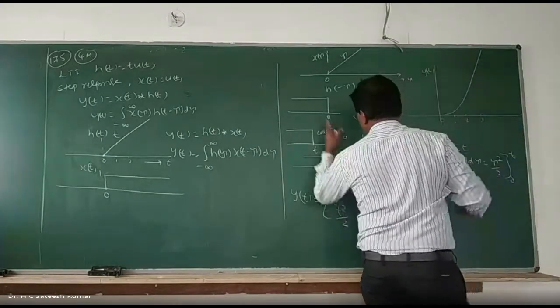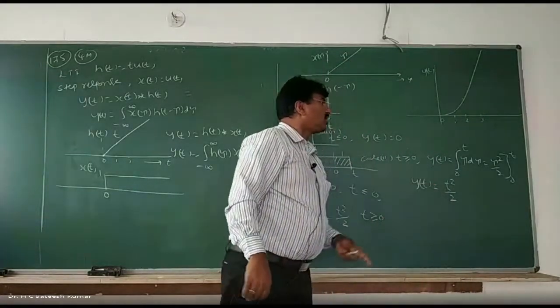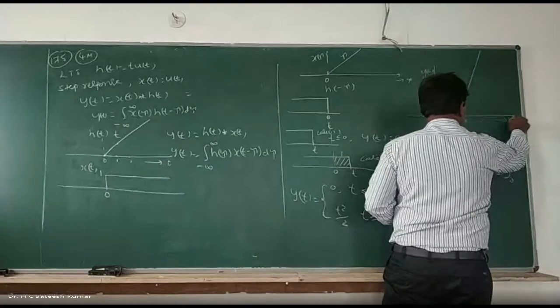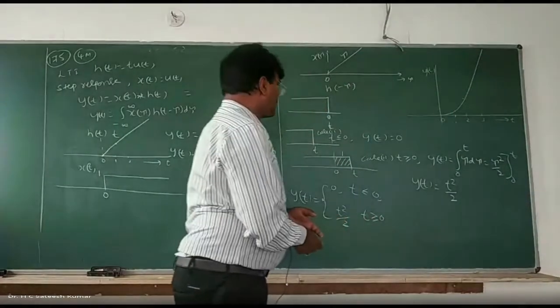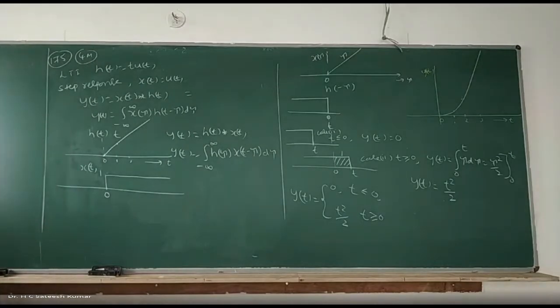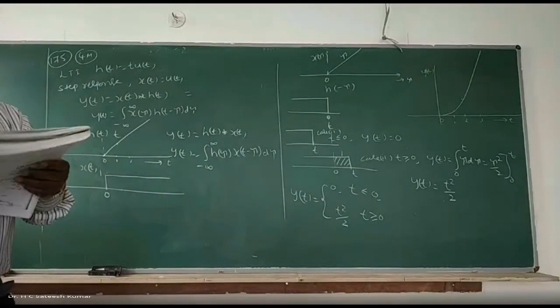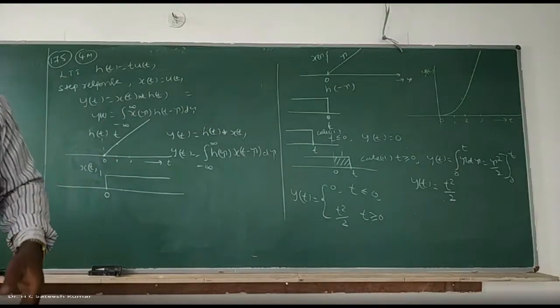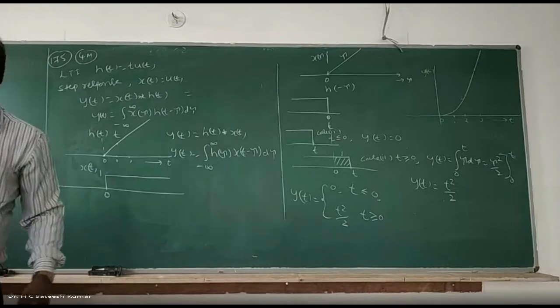So t is a straight line. T square is a parabola. That's why you are getting this kind of waveform. So this is your y of t sketch. Okay. So that's how we should do it whenever a step response is asked. Okay, right? Go for one more problem. So now onwards, time dependent problems we will be doing. Let us go for the next problem.